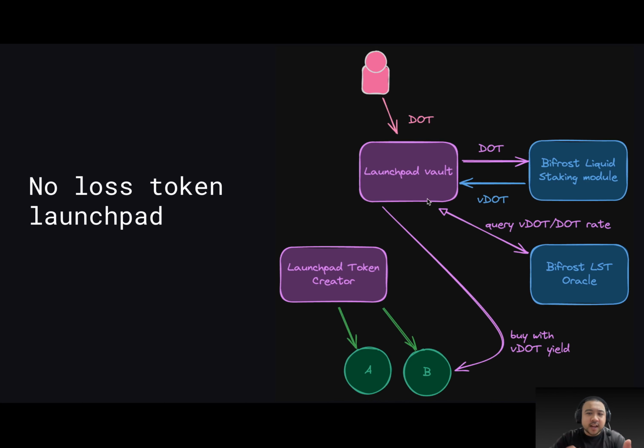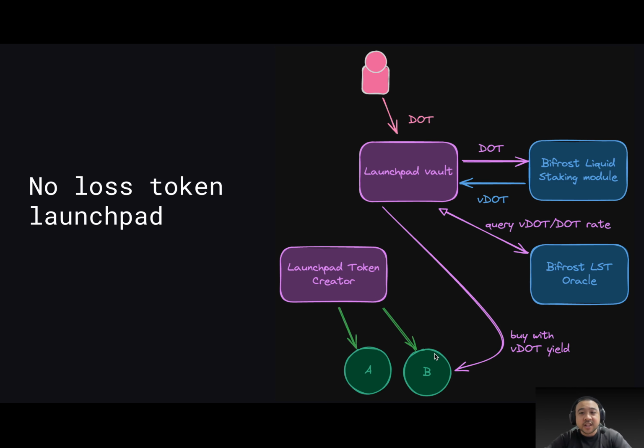The vault can mint DOT over to vDOT using the Bifrost liquid staking module, and then it will create the vDOT rate for it to figure out your entry point, right? And because the vDOT has a yield baked into it, what the launchpad vault could do is delegate this yield and continuously buy new tokens from the launchpad token creator, using the yield.